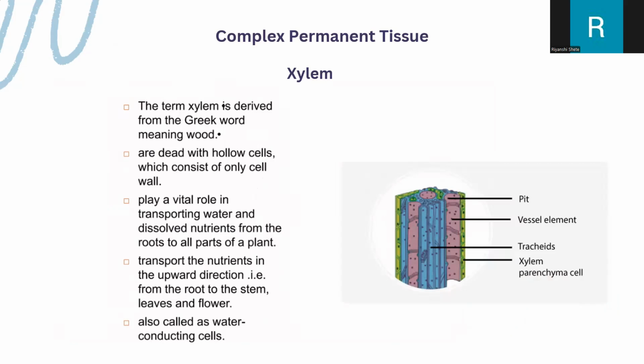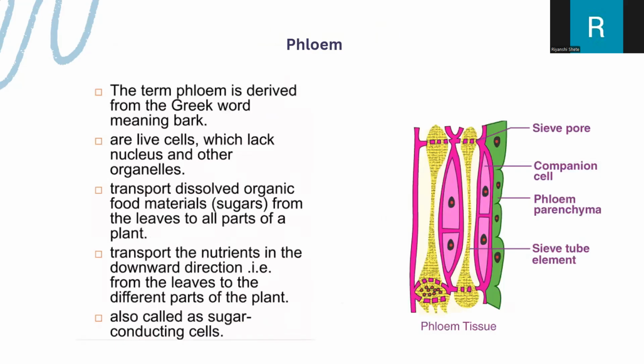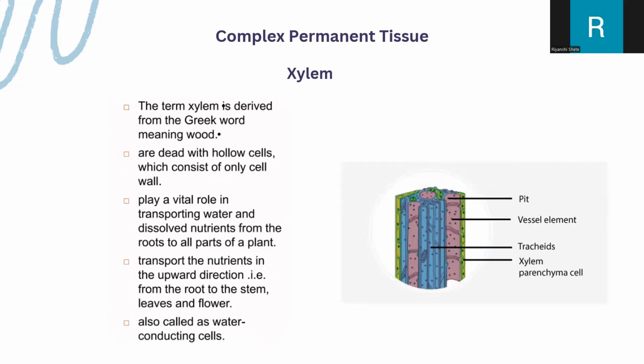Then the types of complex permanent tissue. There are two types of complex permanent tissue, that is xylem and phloem. The term xylem is derived from a Greek word meaning wood. It is dead, with hollow cells which consist of only cell wall. It plays a vital role in transporting water and dissolved nutrients from the roots to all parts of the plant, in the upward direction, that is from root to stem. It is also called the water conducting tissue, while the phloem is called the food conducting tissue or sugar conducting tissue. You should know the differences between the xylem and the phloem.